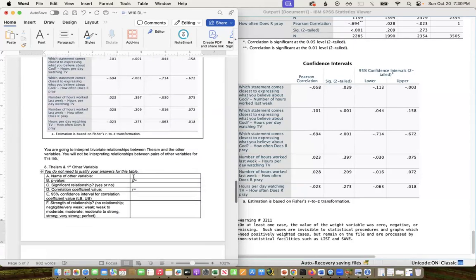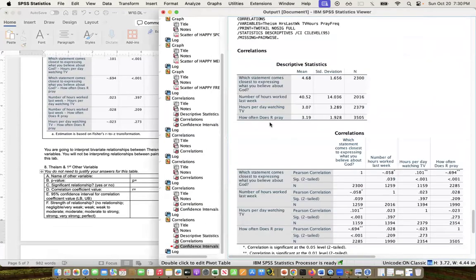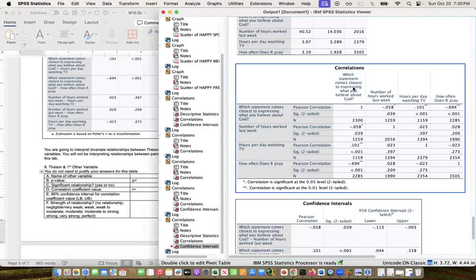So it says we're going to interpret this. So we're going to do this 3 times basically. We're only going to look at, from this, the relationship between theism and number of hours worked, theism and hours per day watching TV, and theism and prayer frequency. We also have other ones. So we have prayer frequency and hours watching TV, right? We can see that that has a non-significant relationship. We can see that praying and number of hours worked also has a non-significant relationship.